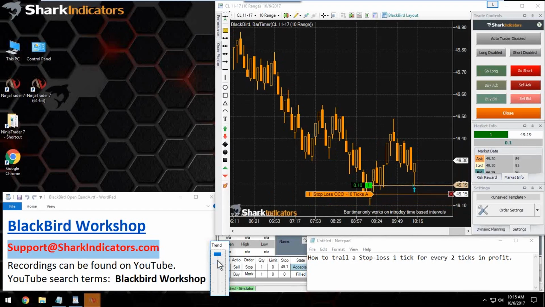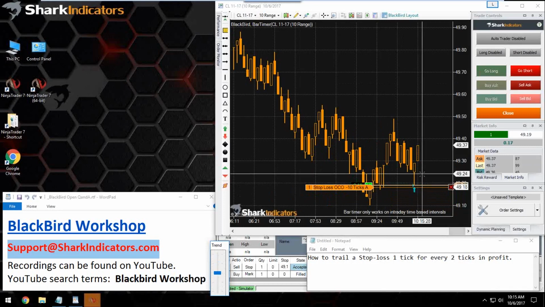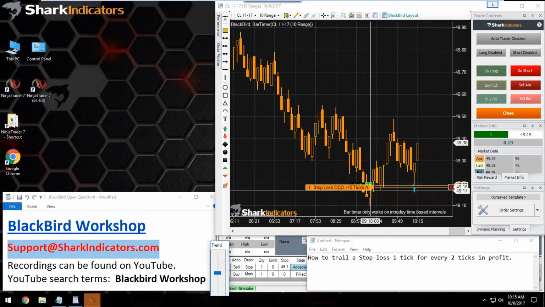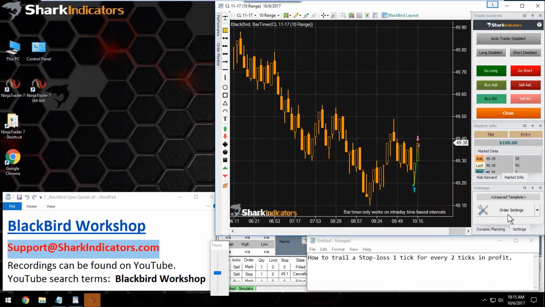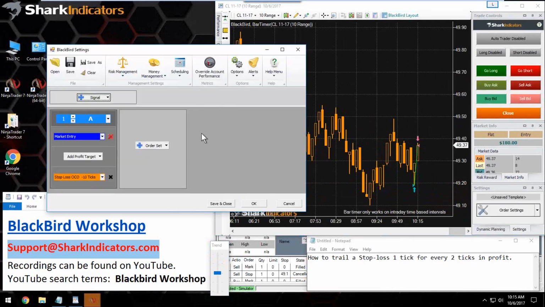Let me move the market up a little faster. Taking a little longer than expected. There we go, 10 ticks was just hit. All right, so the market's going to keep moving away, and the further the market moves away, the slower the stop loss is going to keep going. So, there's our little test.